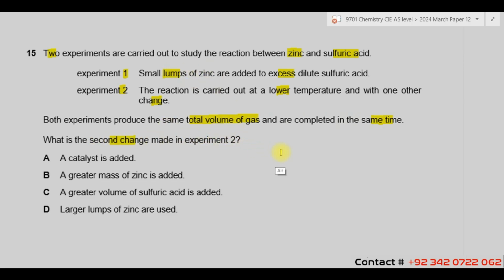So we have zinc that reacts with excess sulfuric acid to form zinc sulfate and hydrogen gas. In the first experiment we have excess dilute sulfuric acid, so it means that zinc is the limiting reagent. So volume of gas depends on the amount of zinc used. In the first experiment, small lumps of zinc are added to excess dilute sulfuric acid. So it is not powdered, it is lumps, so we'll have less surface area.